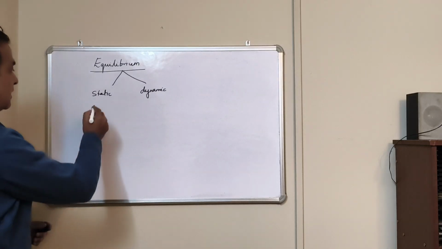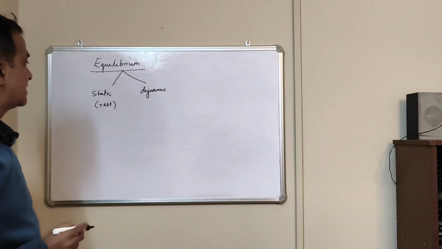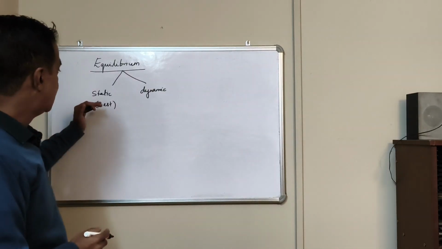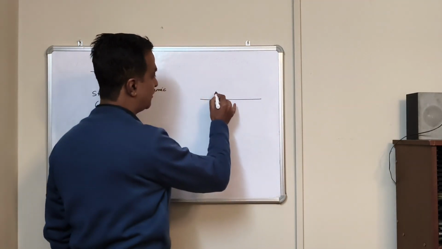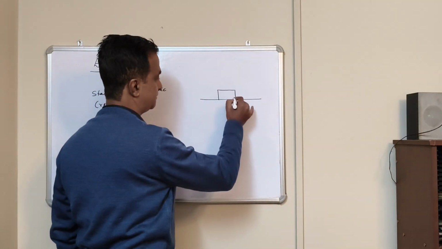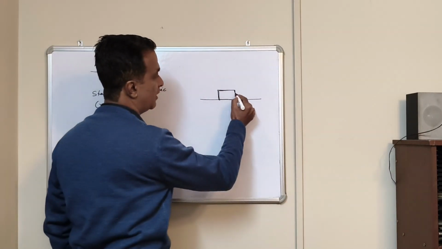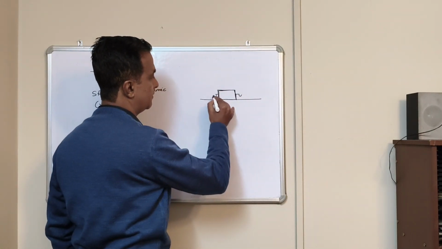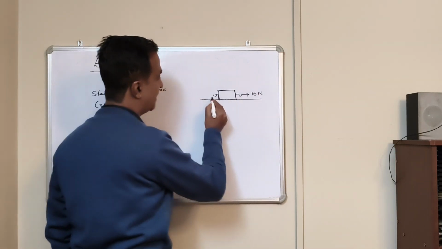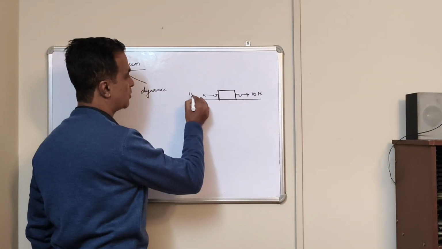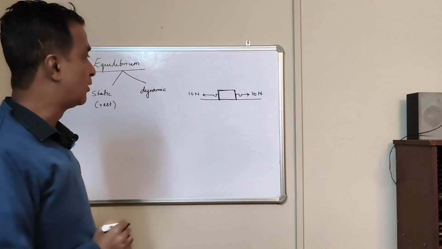Now, if a body continues to be in its state of rest, even though a number of forces are acting on it, it is said to be in static equilibrium. Meaning, one example would be, say, we have an object lying on top of a table. It is at rest, okay? And say there were two hooks attached, okay? On the right hand side, a force of 10 Newton was being applied. On the left hand side, another force of 10 Newton was applied. Now, this is an example of static equilibrium.